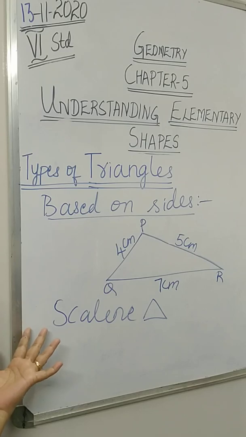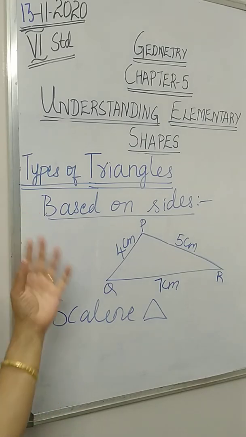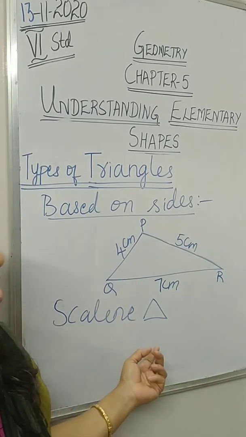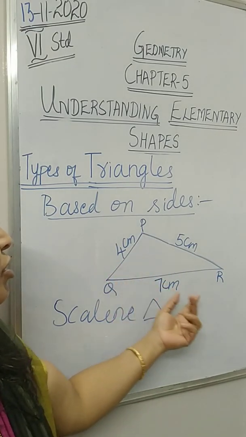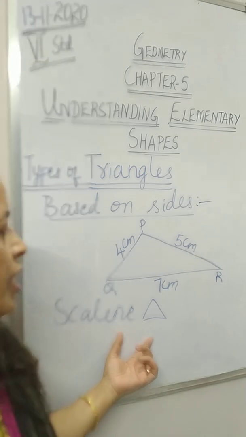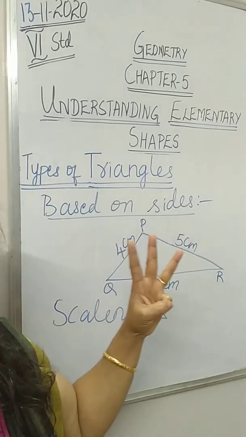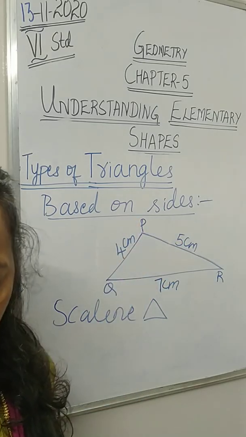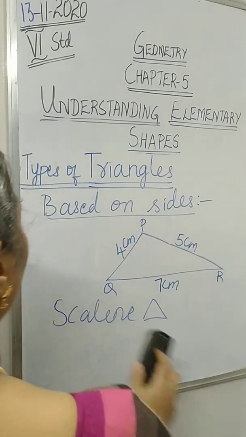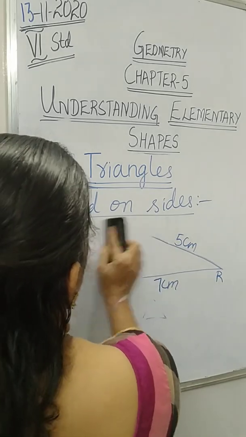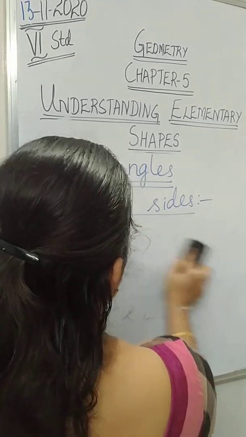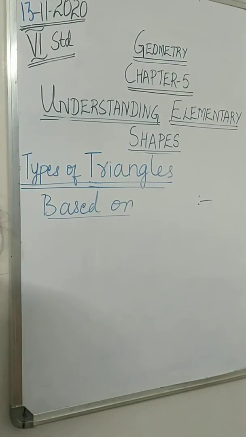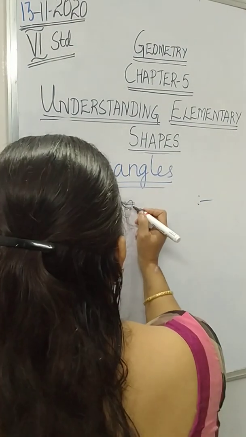So first we learned about the equilateral triangle which has all sides equal. The second type has two sides equal, and it's called isosceles triangle. The third type has all three sides different, and it is called scalene triangle. So we have learned about three types of triangles based on sides. Hope it is clear, children. Now let us see the types of triangle based on angles.